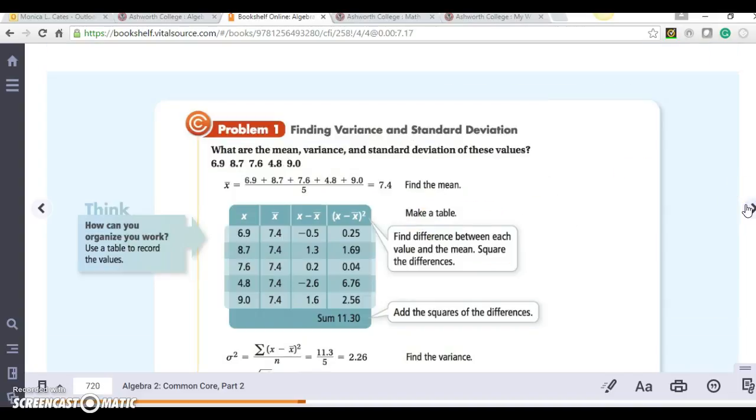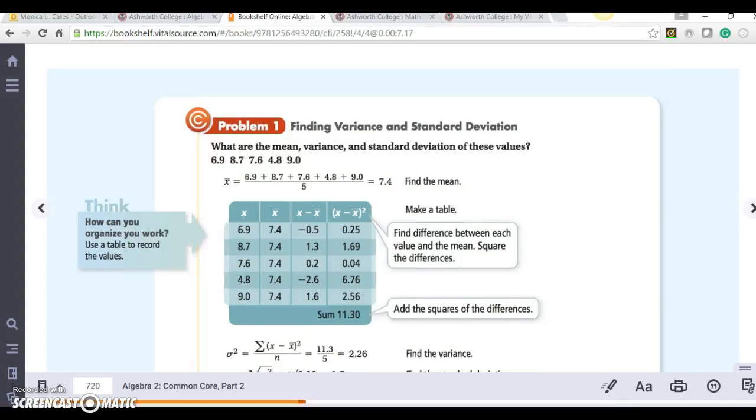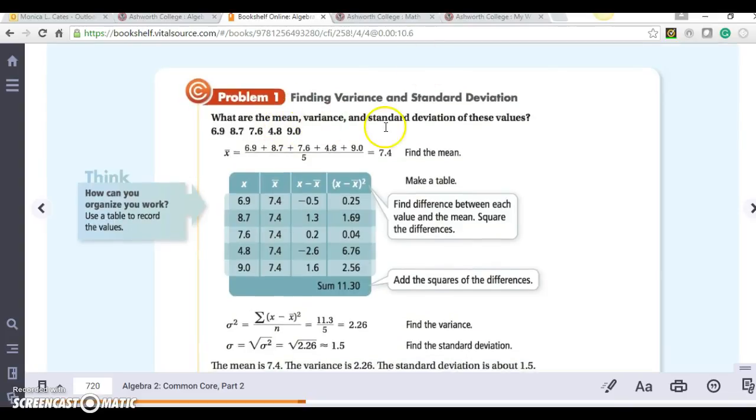So let's look at this. Problem number 1. It says, what are the mean, variance, and standard deviation of the values? So they put theirs in the table, and I think that's a really good way to do it. So we have 6.9, 8.7, 7.6, 4.8, and 9. And the first thing you do is find the mean. So they added all the values and divided by 5 because there are 1, 2, 3, 4, 5 values. And they found the mean to be 7.4. So 7.4 is my mean value that they put here.